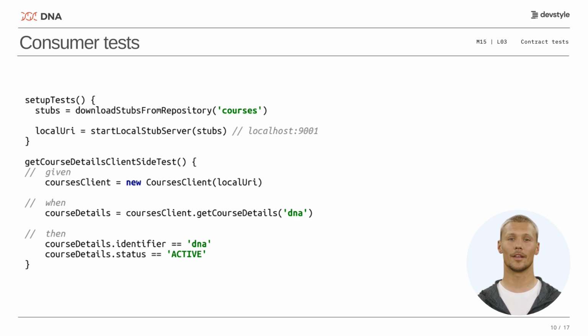It is on this localhost 9001 that he creates the client of the course's application, performs a request for downloading DNA course details, and checks if he mapped the answer correctly: if the identifier, as it is presented on the client side, is equal to DNA, and if the status field is equal to active. Note that we are communicating with a local substitute that always responds correctly, and is not a physical server that may not be available for various reasons or is unstable at the moment.